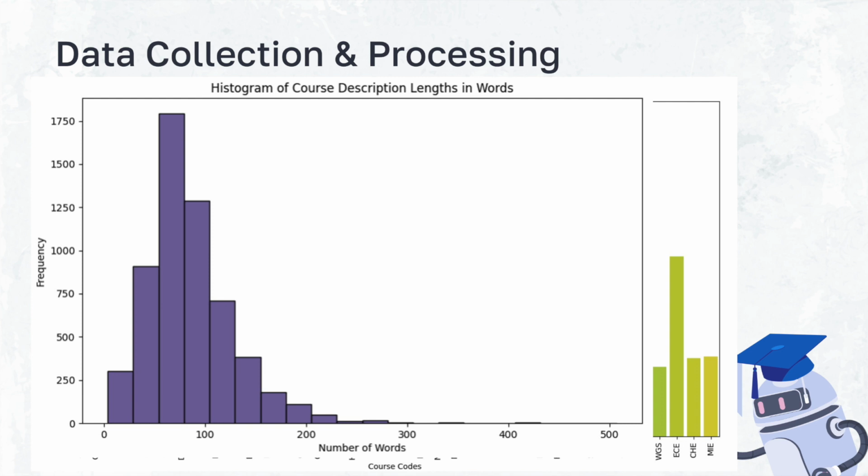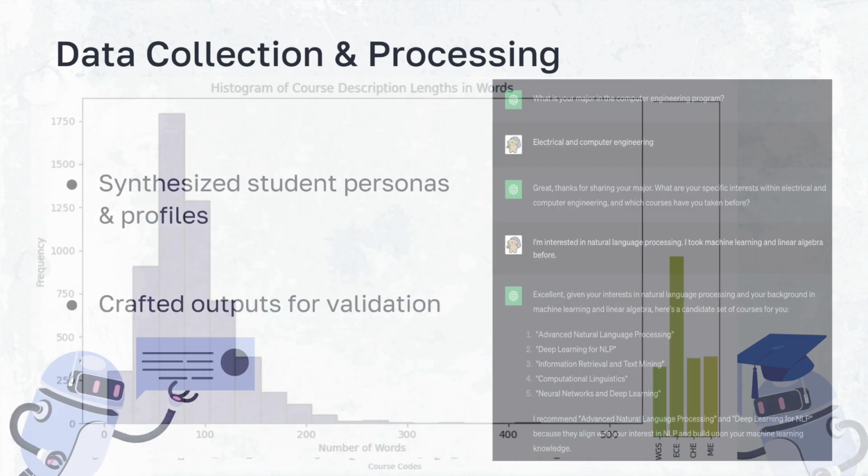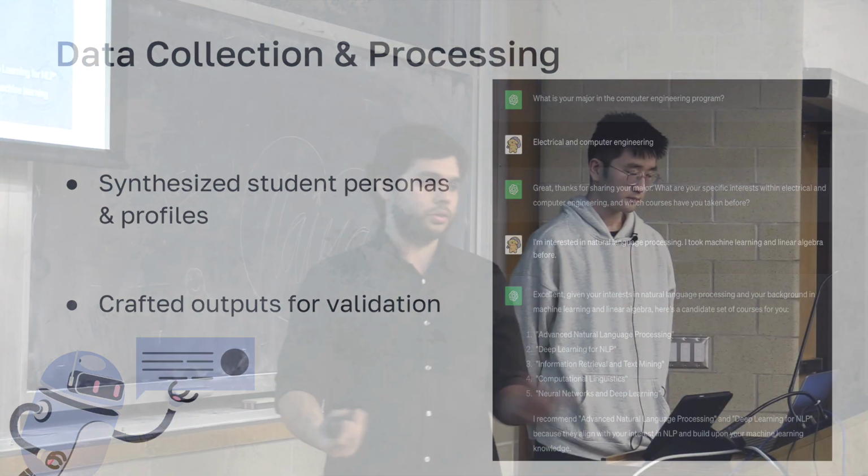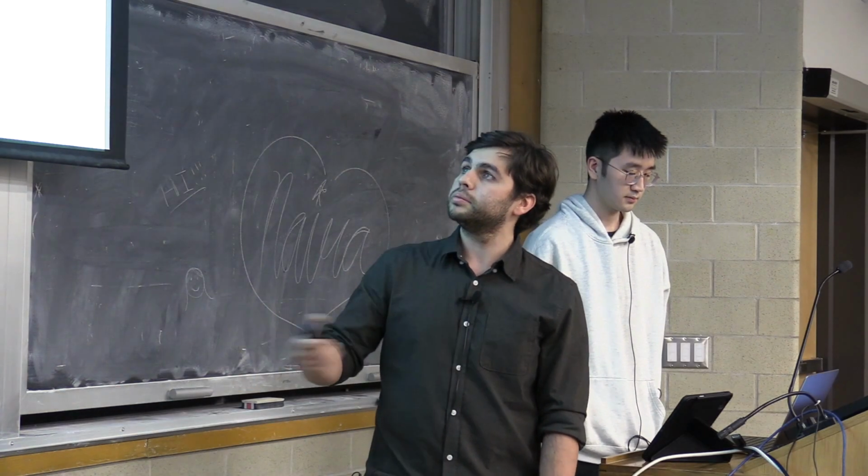On top of this, you can see the actual course distribution in terms of the number of words in the course description. So you can see the amount of context you can gain in terms of words for each of the different courses. And then on top of that, we had two other forms of data. We had to create synthetic user data to actually test the model and make sure things were making sense, and we created personas and profiles to go along with those. And then we needed outputs for validation to make sure everything worked as we expected.